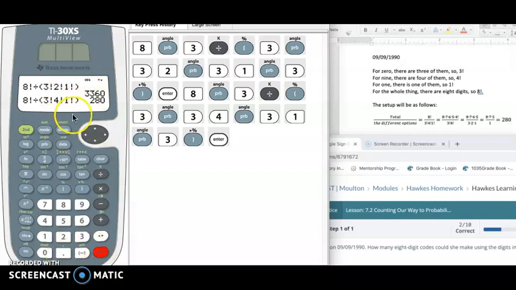So you can use a calculator to figure out your answer a little quicker if you want to go that route. But it's totally up to you how you want to work it, alright?